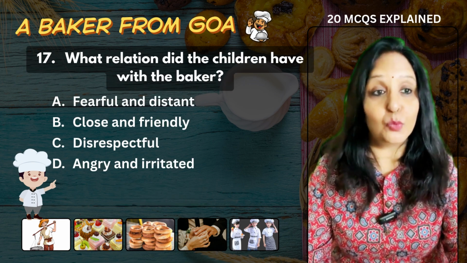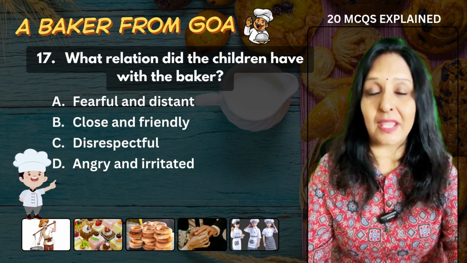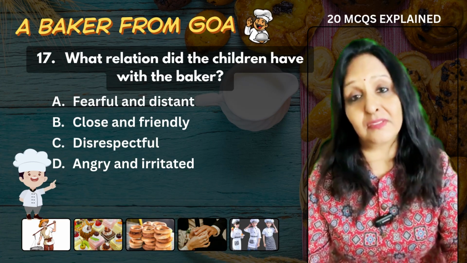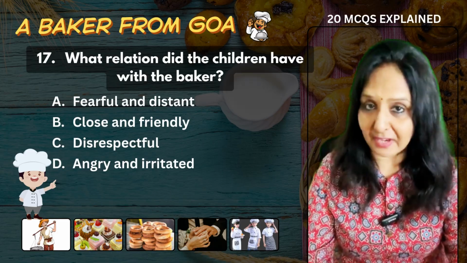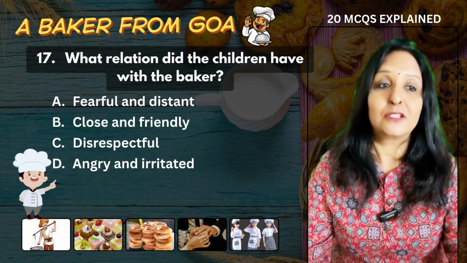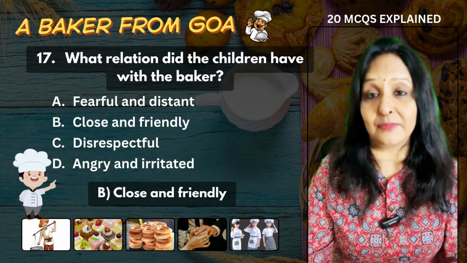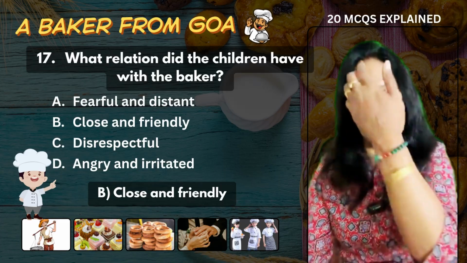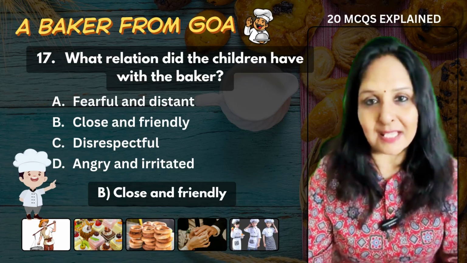Next, question 17. What relation did the children have with the baker? This is again very important because they had a very cordial relationship with him, a very friendly relationship with him. So close and friendly, waiting eagerly for him. They always used to wait when he would come because they would get the best of the things that he had for them.